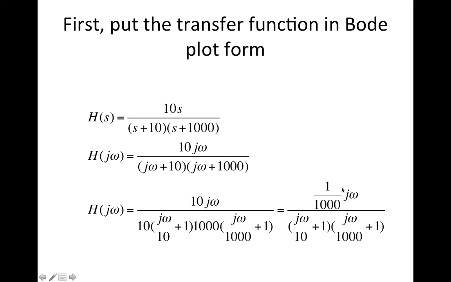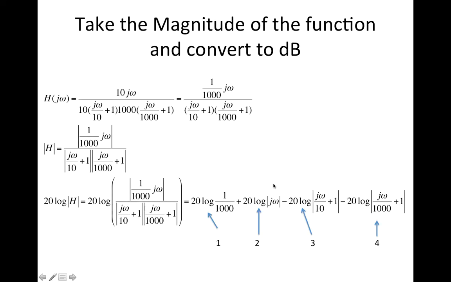So we did this algebraic manipulation so that we could get the transfer function to look like this, because this is going to tell us something about how to manipulate the transfer function. Okay, so what we want to do next is take the magnitude of the function and then convert it to dB. So here is our function that we finished up on the previous page.